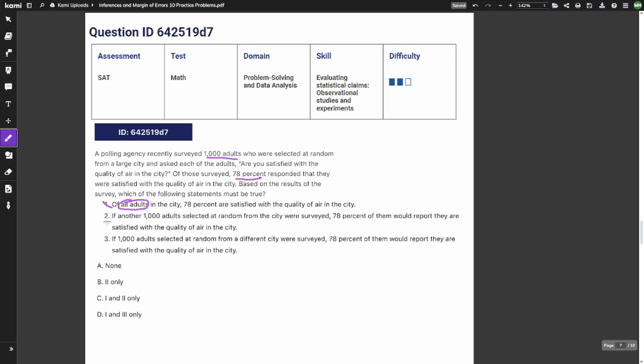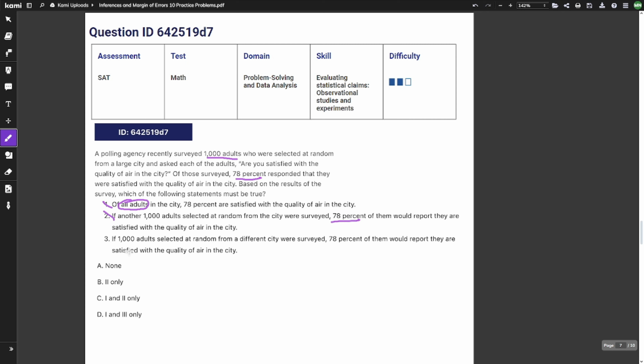So no. 2. If another 1,000 adults selected at random from the city were surveyed, 78% of them would report they are satisfied with the quality of air in the city. Once again, no two surveys are going to have the exact same results. So we only know that the 78% goes with these 1,000 adults. If we had a whole other random 1,000 adults, they're probably not going to have another 78%.